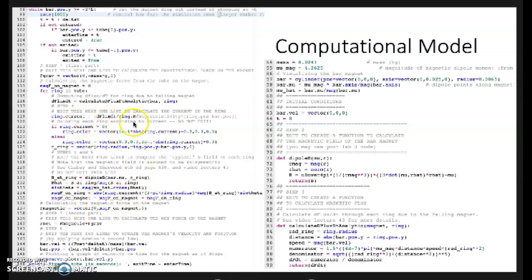Here's the ring current. Here's the current of the ring found by flux, which is equal to the EMF over the resistance. Using superposition, we can find that the magnitude of the force on the magnet is equal to the previous force on the magnet plus the magnitude of the force on a ring. And then we can find the net force by just adding the magnetic force to gravity.